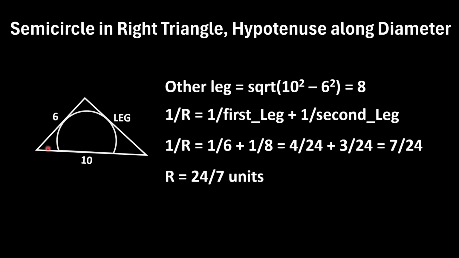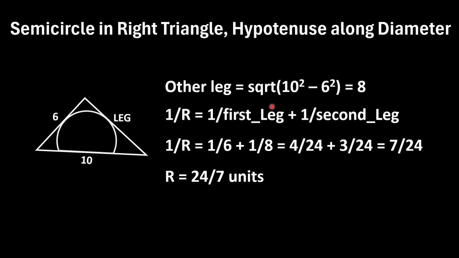Now here we are given the hypotenuse is 10 and one of the legs is 6, and we have to calculate the other leg. By Pythagoras theorem, 6 square plus this leg square should be equal to 10 square. So this leg should be equal to the square root of 10 square minus 6 square.